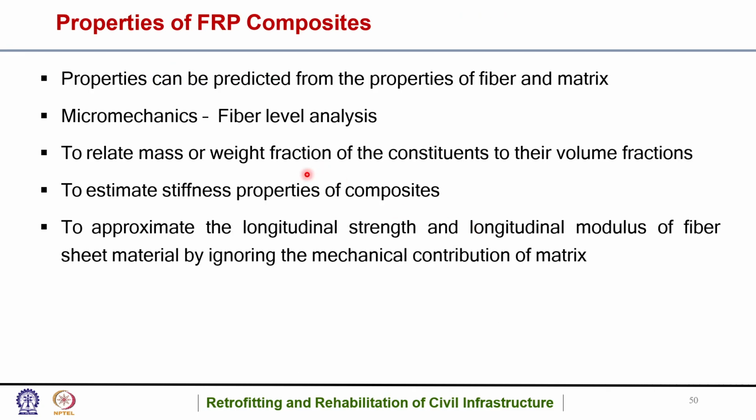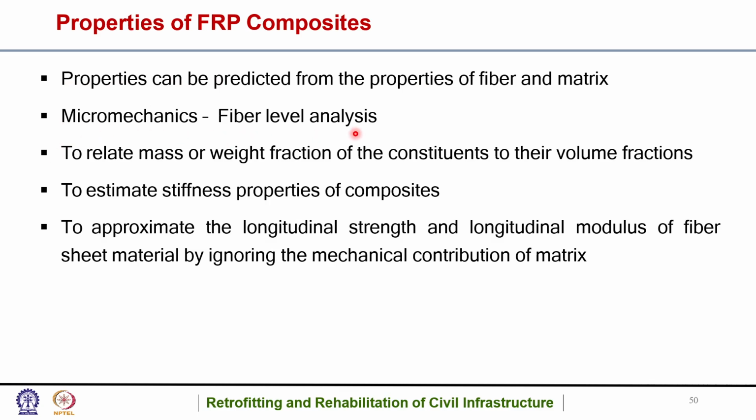So the properties can be predicted from the properties of fiber and matrix, obviously, because it is a composite made of both. So if we combine both, the properties can be predicted. And this study is basically called micromechanics, okay.